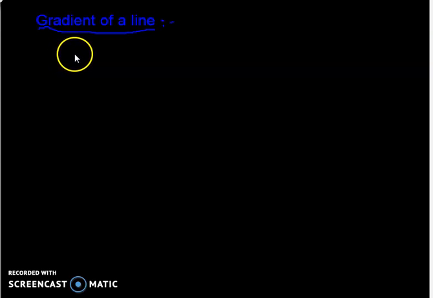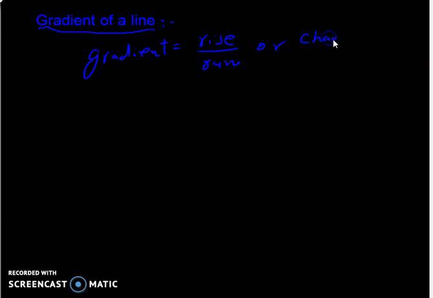Welcome to the second lesson on gradient of a line. In the previous video, we concluded that gradient is equal to rise over run, or change in y over change in x.